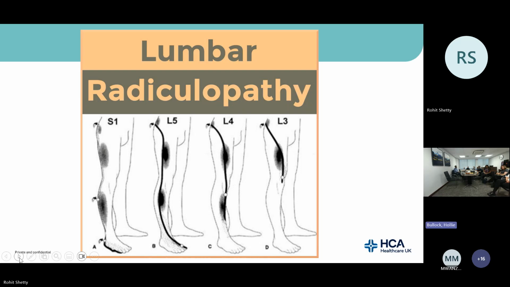It's 10 to 2, I think we'll take some questions in. Yeah. Sorry, there's a lot to cover, but I just thought this is the most relevant in terms of understanding back pain and radicular symptoms.